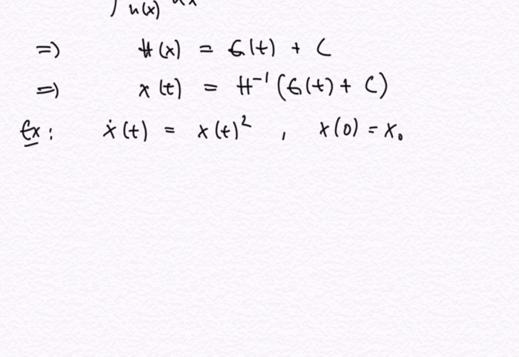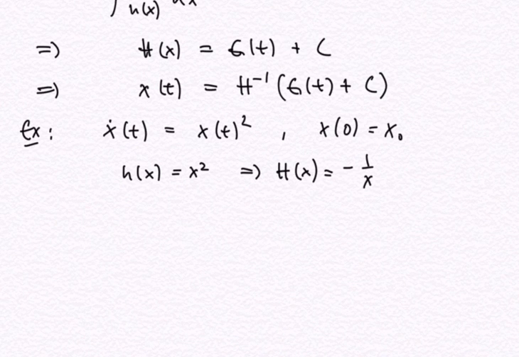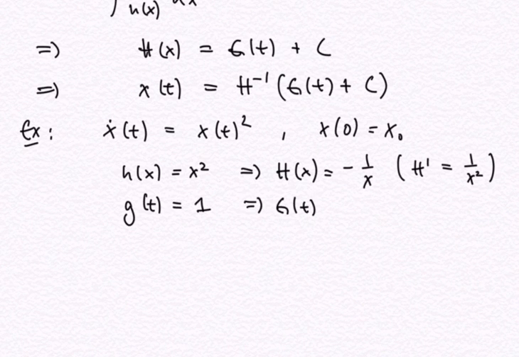Then h of x is x squared. So capital H of x, antiderivative of 1 over little h, is minus 1 over x, right? Because H prime then is 1 over x squared, which would be 1 over little h. And g of t is the silent 1 that is standing there. That's very easy. So capital G of t, therefore, is just t.